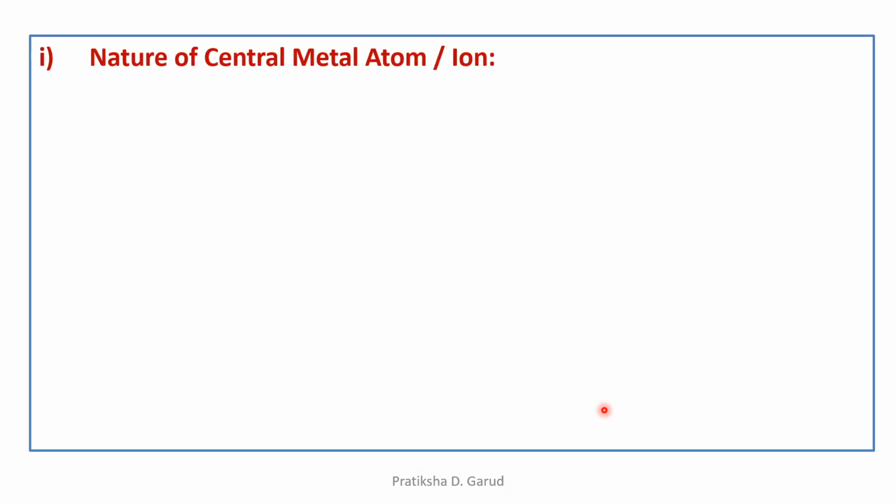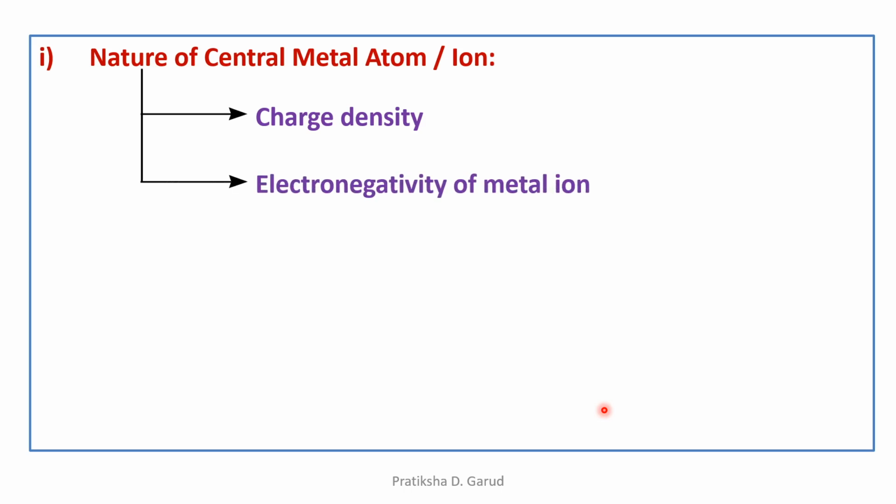So the first factor, out of the three factors, is the nature of the central metal atom or the ion. We have seen that it depends upon two factors. The first one is the charge density, and the second one is the electronegativity of the metal ion. So let us take the first one, charge density.